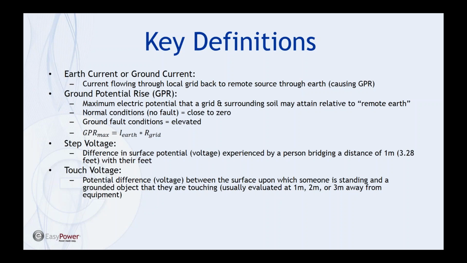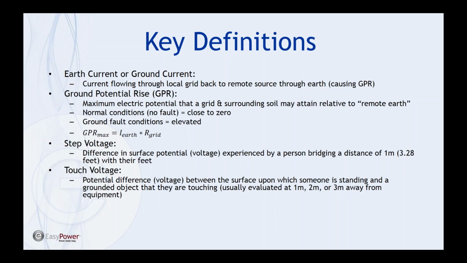Ground potential rise is defined as the maximum electric potential that a grid and the surrounding soil may attain relative to remote earth. Under normal conditions, with no fault in your grid, it's close to zero, but during ground fault conditions, it can be elevated. It's a pretty simple calculation to get maximum ground potential rise. It's defined as the earth current times the resistance of the grid. Ground potential rise can be different at different points on the grid, but the maximum calculation is quite simple.